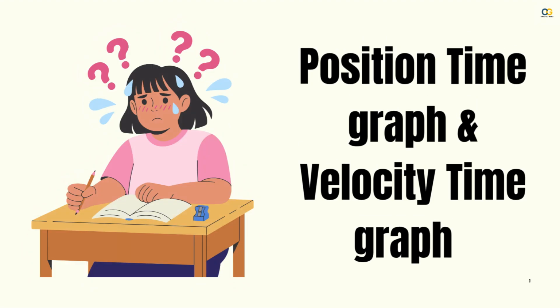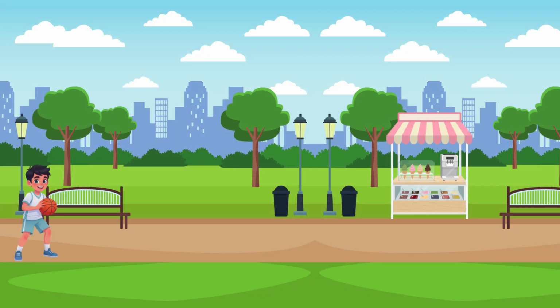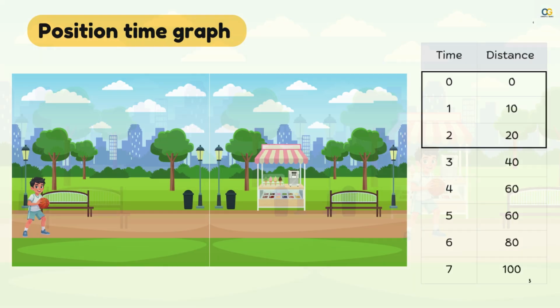Confused what is position time graph and velocity time graph? Well, let's solve this with a simple story. Arav is walking in the park and he sees an ice cream shop. As soon as he sees it, he starts running towards it faster. So if I note the time and the distance he covers over each time interval, it is as follows.